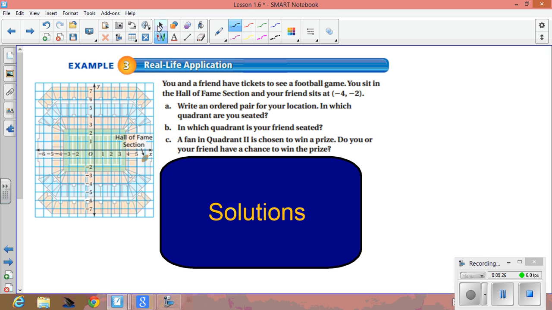Here's a real-life example on how we would use the coordinate plane. So it's a 3-part problem. So in your notebook, mark A, B, and C. You'll most likely need your graph paper for one of these. So you and your friend have tickets to see a football game. You sit in the Hall of Fame section, and your friend sits at -4, -2.